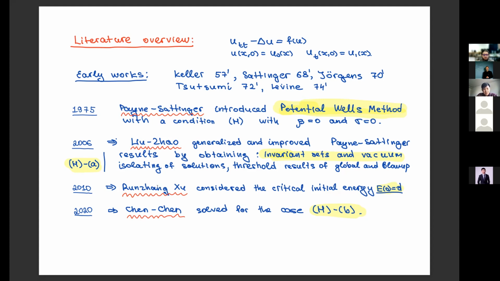But in 2010, Zhang Xiu considered the critical initial energy. He proved all these results for the critical case, when the initial energy is equal to d, the depth of the potential well. Zhang Xiu has more works using this potential well method for parabolic and pseudo-parabolic equations and other works. And recently Chen and Chen solved the case H in equal HB condition, and they filled this gap in this direction.